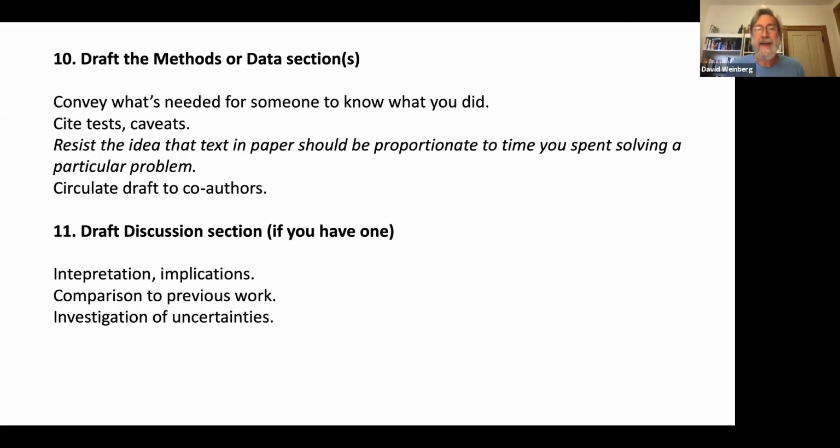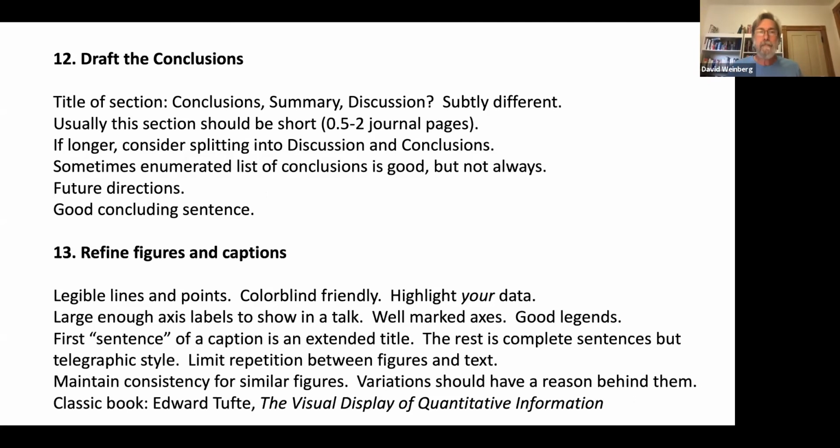Then, if you're going to have a discussion section as opposed to a conclusion section, or in addition to a conclusion section, you go to this. The discussion section is about the interpretation, the implications, comparison to previous work, investigation of uncertainties. All of these are things that may just come along in your results sections, but may merit a section of their own.